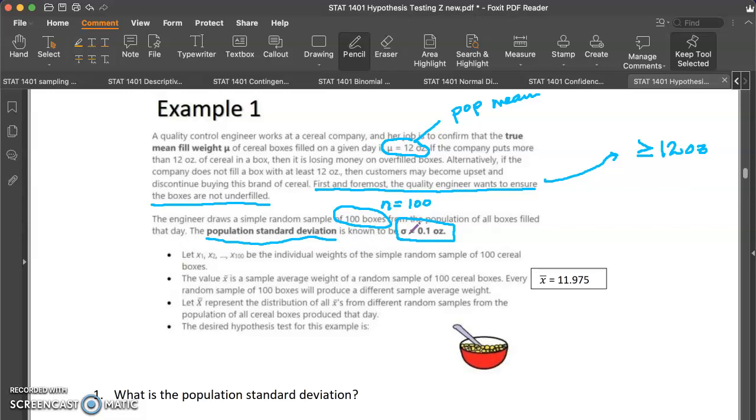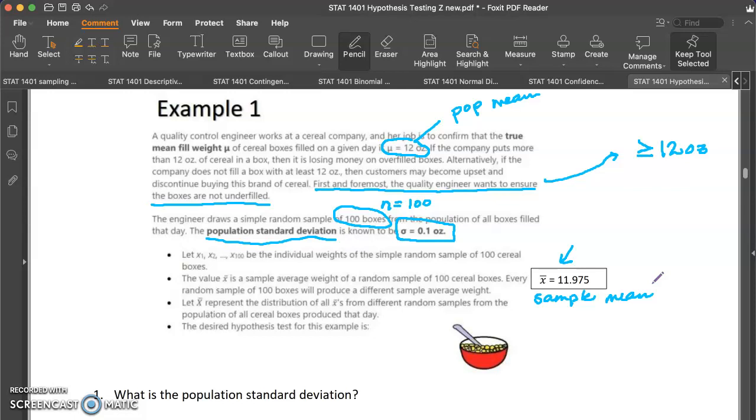All right. We know one other thing over here. And we are told, remember, this is a lowercase letter, so this means that is something to do with the sample. And that is the sample mean is given, or the sample average. The average of our 100 boxes comes out to be 11.975. Okay, so that is stuff that is given to us.